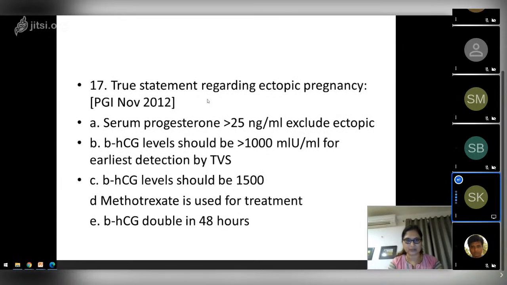So when you consider this question, the true statements regarding ectopic pregnancy are A, that is, serum progesterone of more than 25 nanogram per ml excludes ectopic. B, that is, beta HCG level should be more than 1000 milli international units per ml for earliest detection by TVS. And D, that is, methotrexate is used for the treatment. So these are the three correct answers for this question, right?